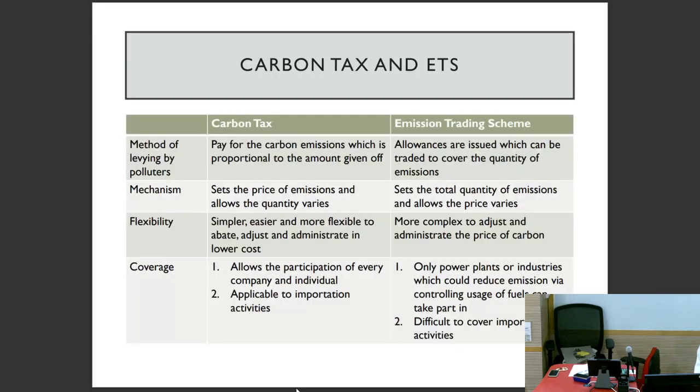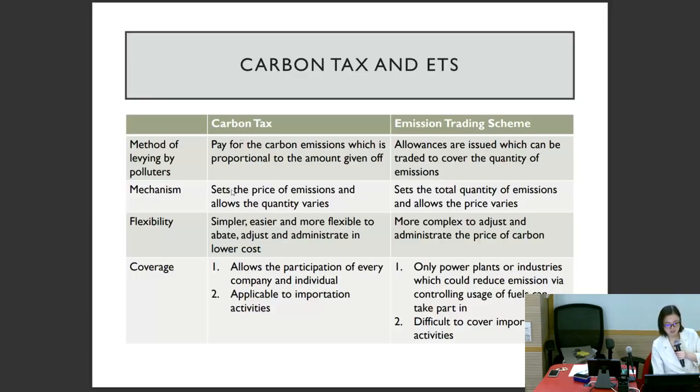Okay, this is a table comparing the carbon tax and the emission trading scheme. So for carbon tax, the individuals or companies pay for the carbon emissions, which is proportional to the amount given off. So the more carbon or greenhouse gas you emit, the more tax you need to pay. And for the emission trading scheme, allowances are issued, which can be traded to cover the quantity of emissions.